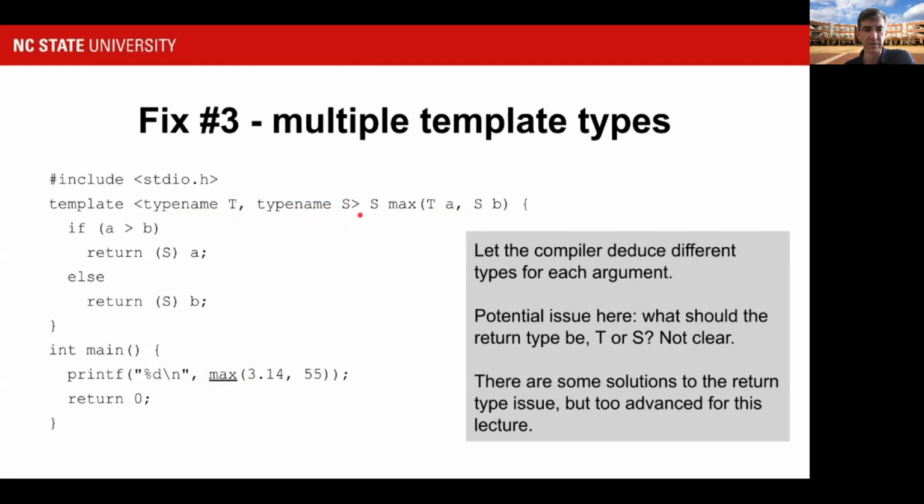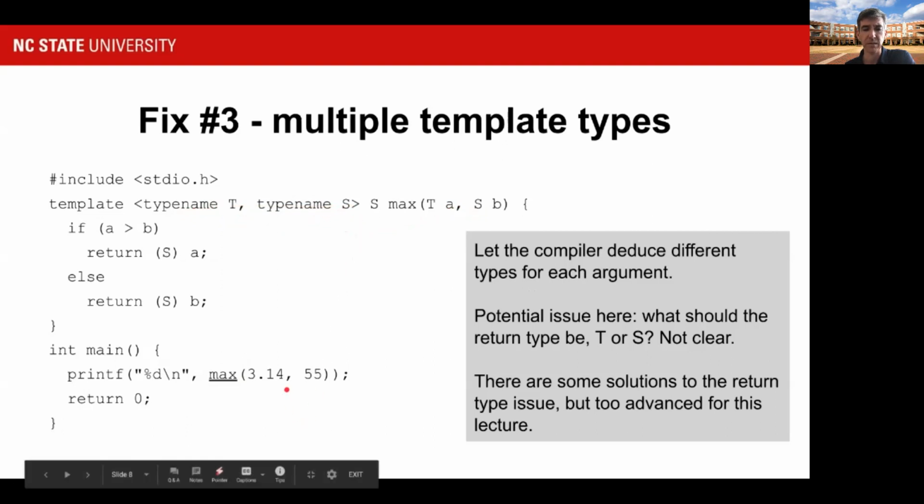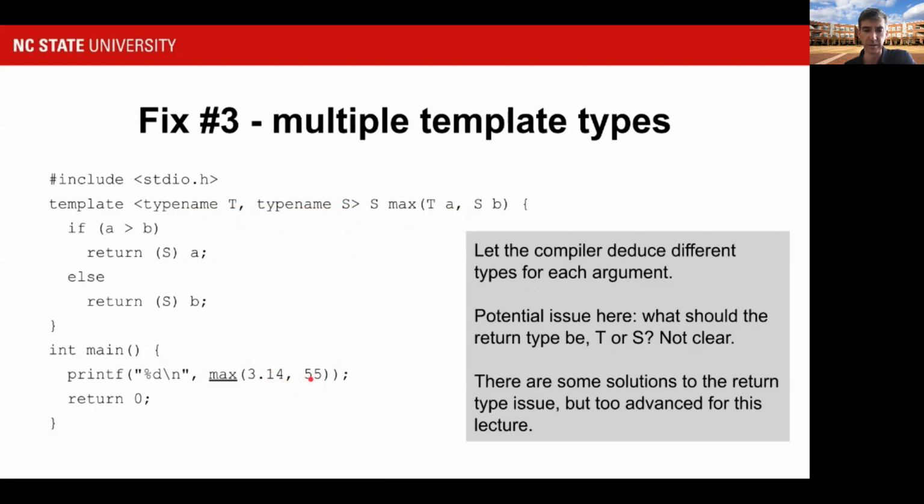And in this case, it could look at these two parameters and conclude that T is equal to double, S is equal to int, and then anywhere I see T in this code, it's going to be a double, and anywhere we see S, it's going to be an int. And now what we're going to see here in this code is that the return type is S. And so I'm going to return an integer from this function.